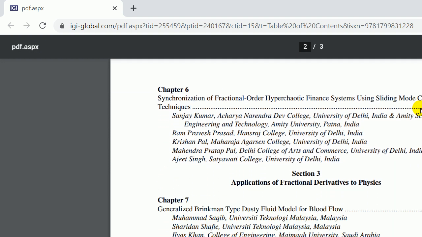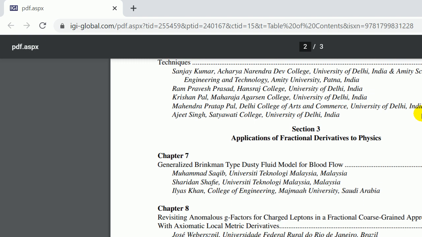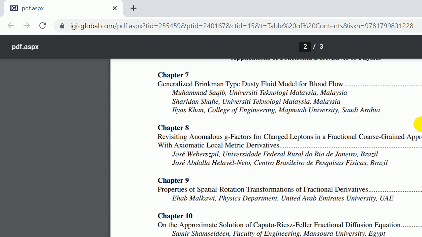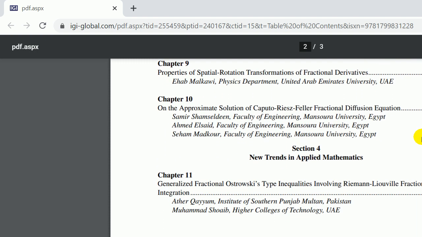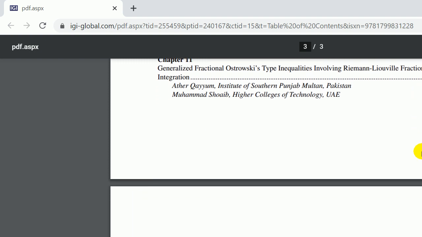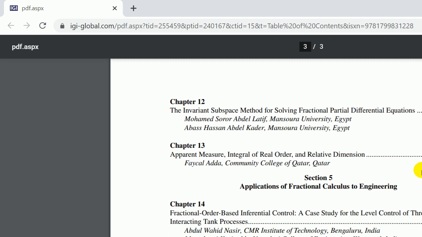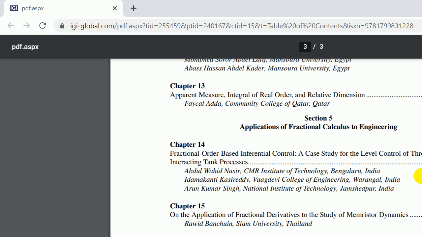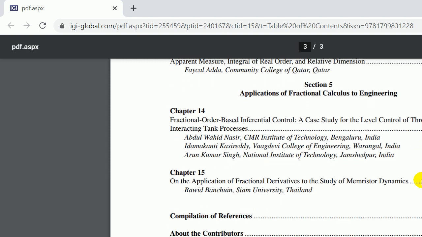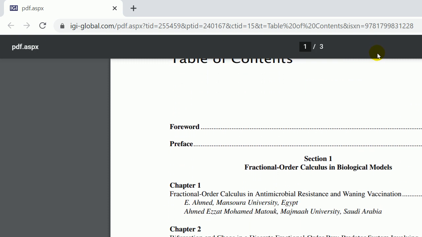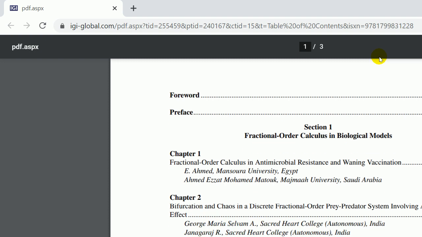The third section is applications of fractional derivatives to physics, and it includes 4 chapters, 7, 8, 9, and 10. The fourth section is new trends in applied mathematics using the fractional calculus, which includes chapter 11, chapter 12, chapter 13. The last section in this book is applications of fractional calculus to engineering, which includes the last 2 chapters, chapter 14 and chapter 15.